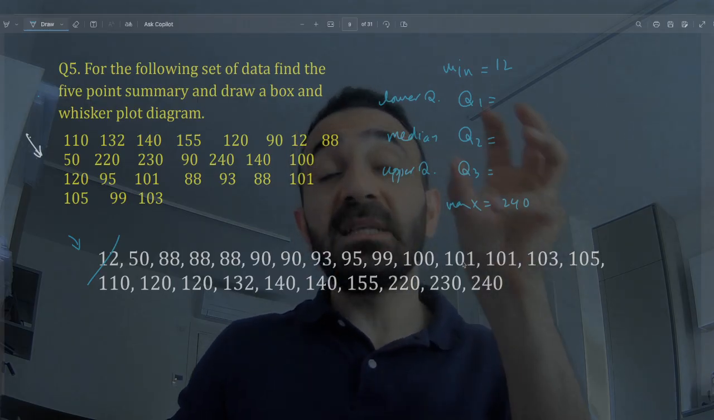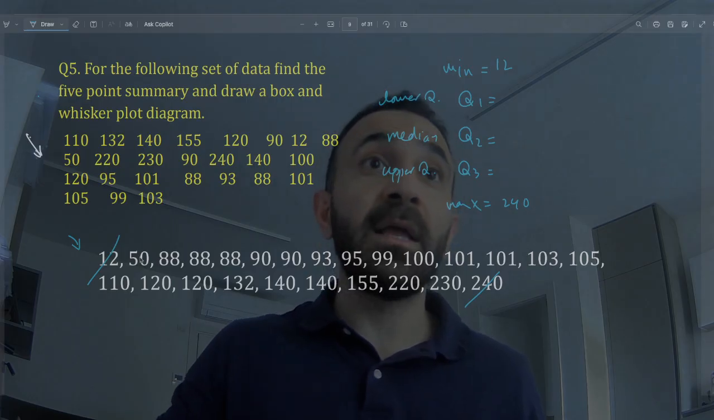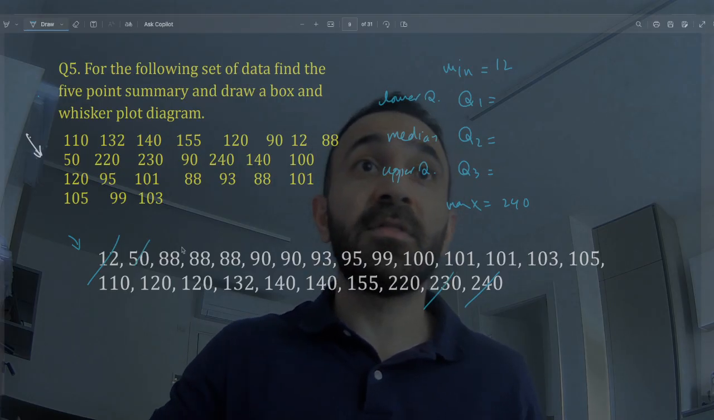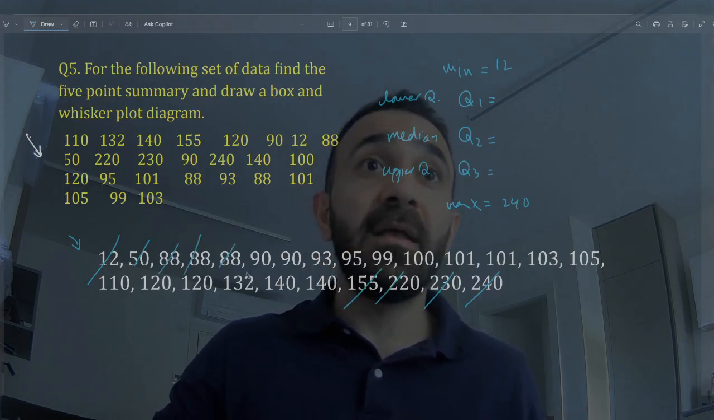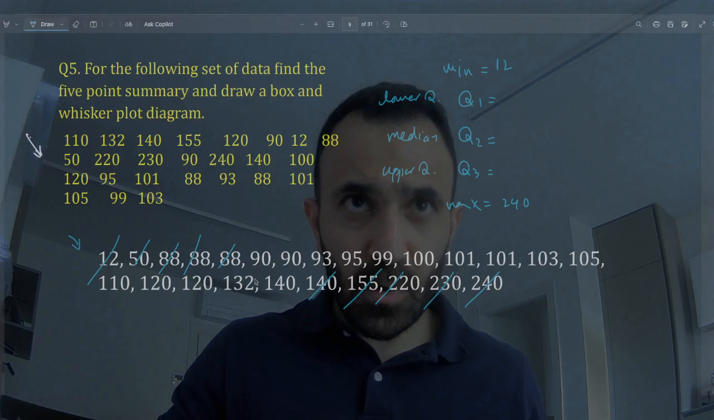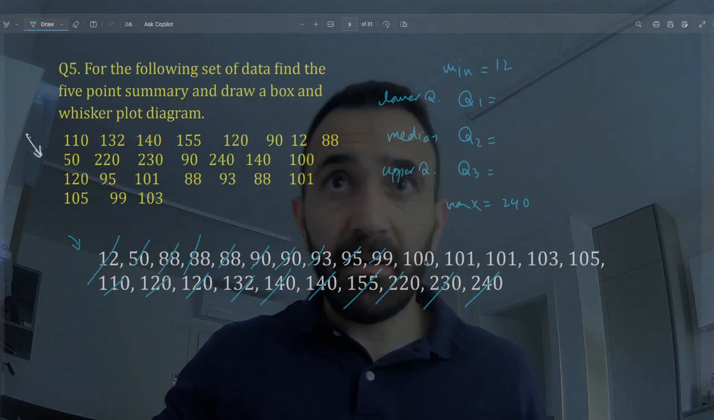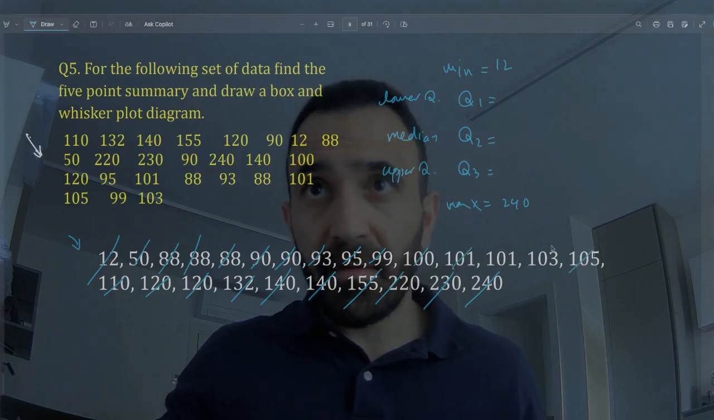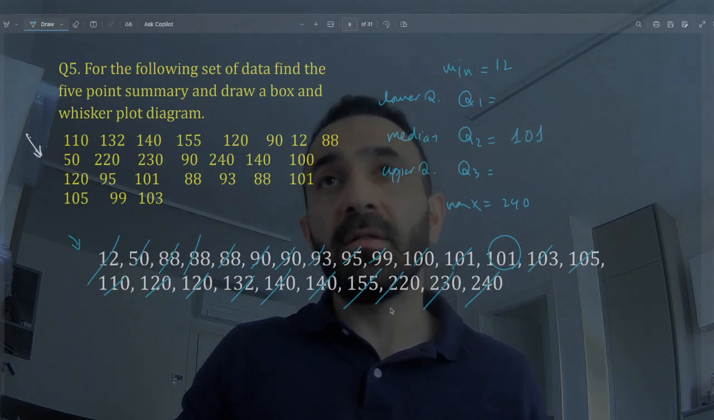Okay, so let's find the median. The median is the number in the middle if you put the data in order. So 12 and 240 cancel each other out. 50 and 230, 88 and 220, 88 and 155, 88 and 140. Okay, 140 and 90, 90 and 132. 101 is your median. 101.